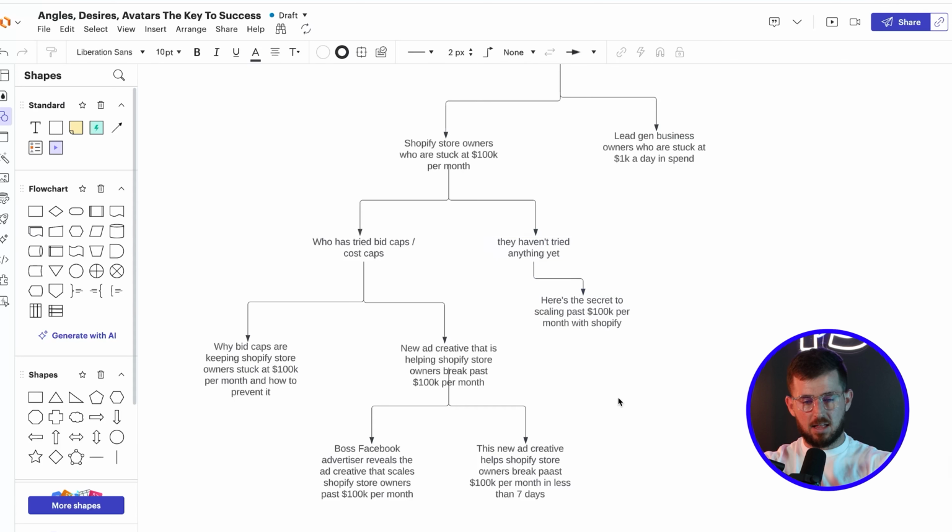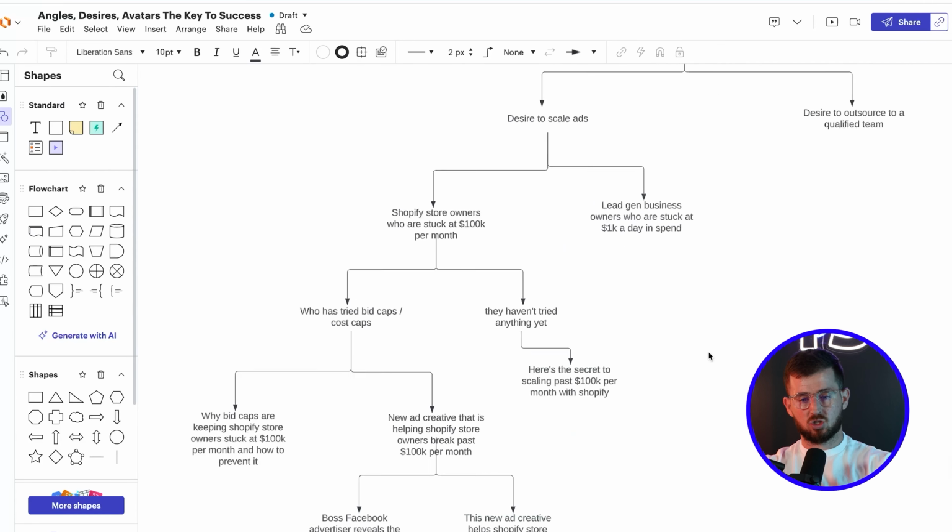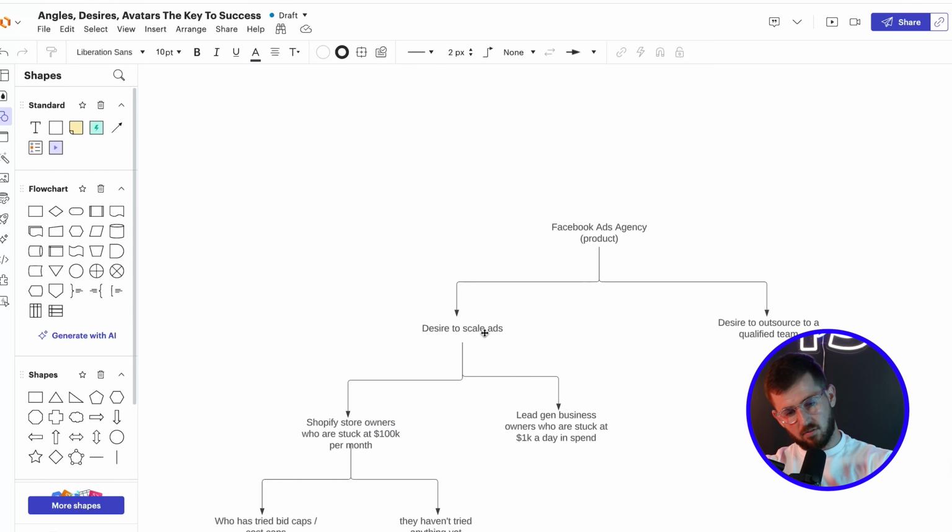Why don't I need to call out the mechanism or the thing they're failing with right now? Because they haven't tried anything yet. So we can just be very direct to stage 1 sophistication. So we want to take these big swings at solving this desire.